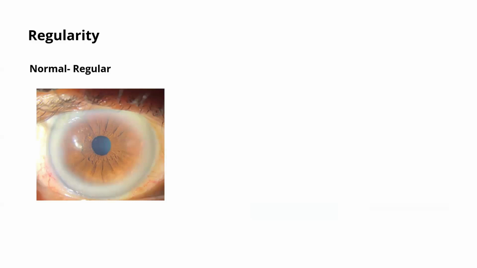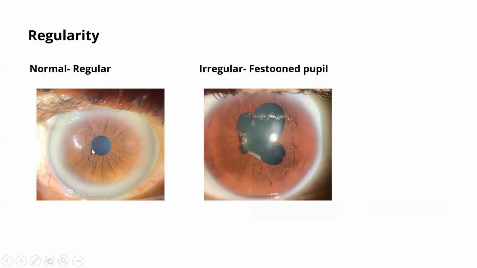Now coming to the next one, you look for regularity. The normal pupil is regular. This is how you see a regular pupil, around 2 to 3 millimeter, round and regular. But it can sometimes be festooned, where it is irregular. In certain places the iris is attached to the lens capsule behind because of posterior synechia, and you see that the pupil is irregular, a festooned pupil. This you see in case of uveitis.